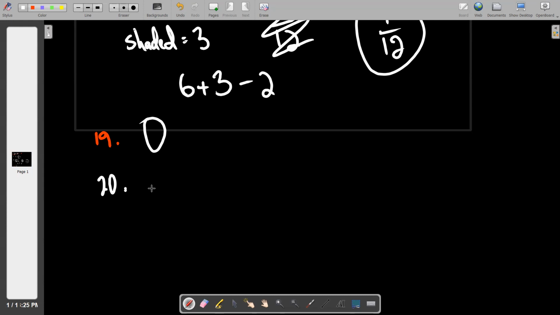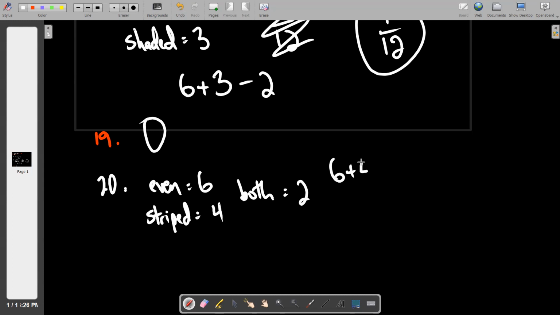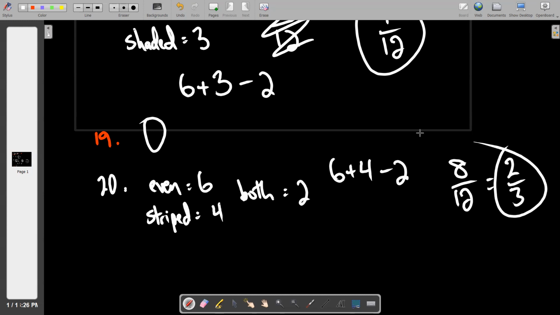Question 20 says, what's the probability of choosing a card that is even or striped? Again, we have to go through the same process again. So how many evens are there? 6. How many striped are there? 4. How many are both? So we have to do the math again. We do 6 plus 4, but then we have to take away the 2. That's 10 minus 2 is 8 out of 12, which reduces to 2 out of 3. Final answer.